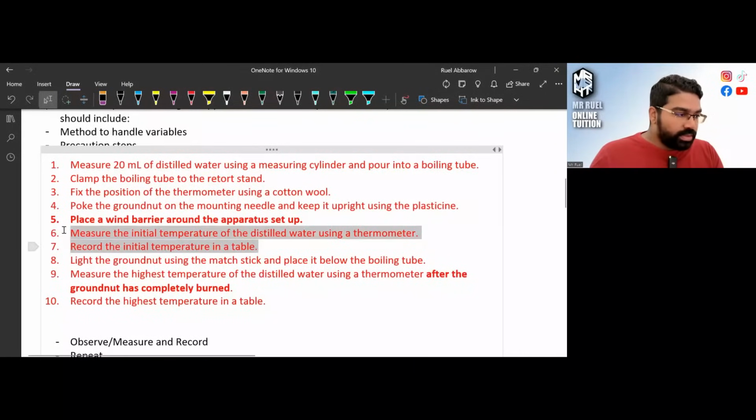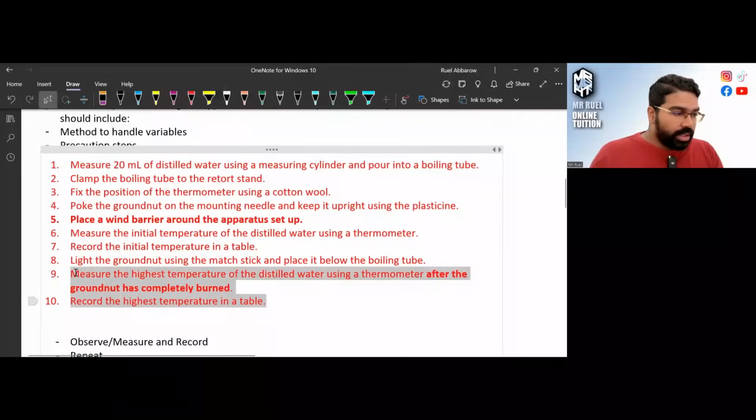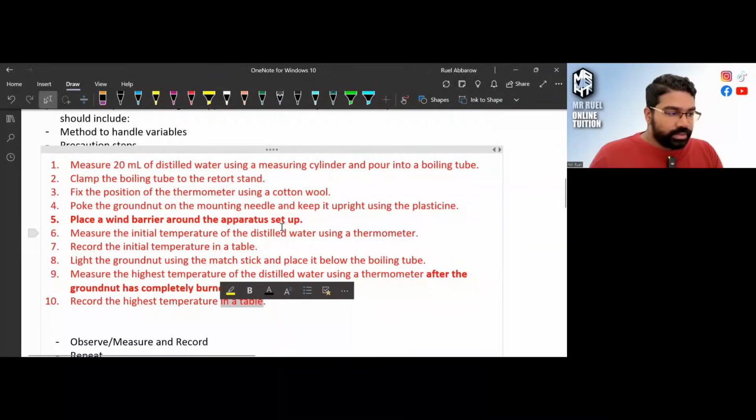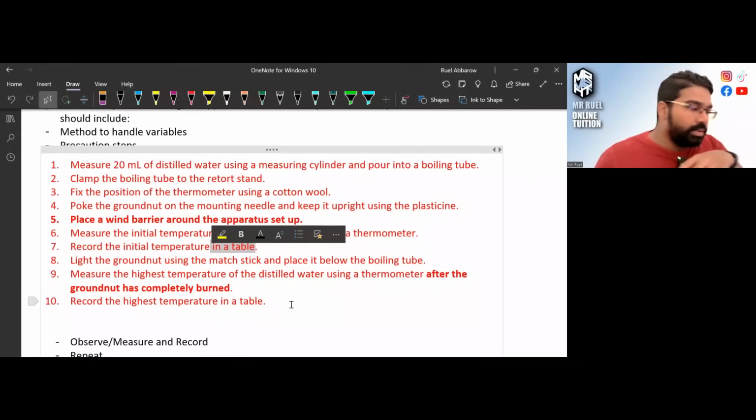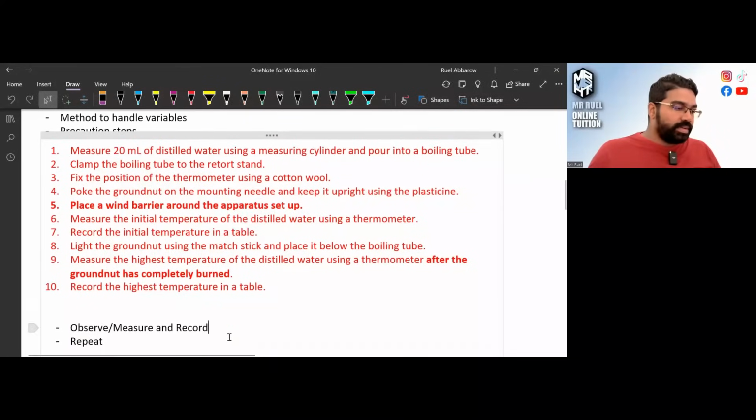So both times the temperatures, measure and record. Every time you say record, please say in a table. This is also important. We record all the data in a table. Observing and the recording is all done, completed already. Nothing else to measure or record, isn't it?